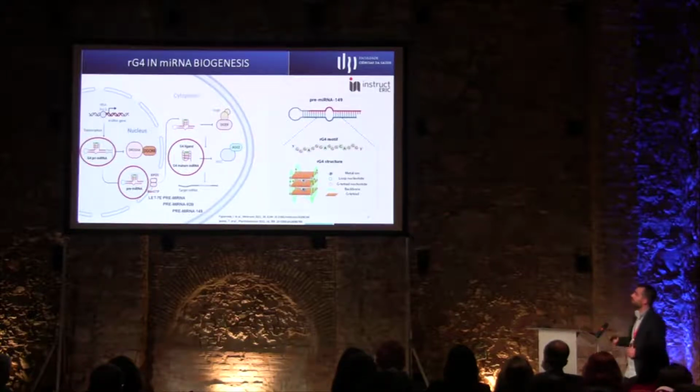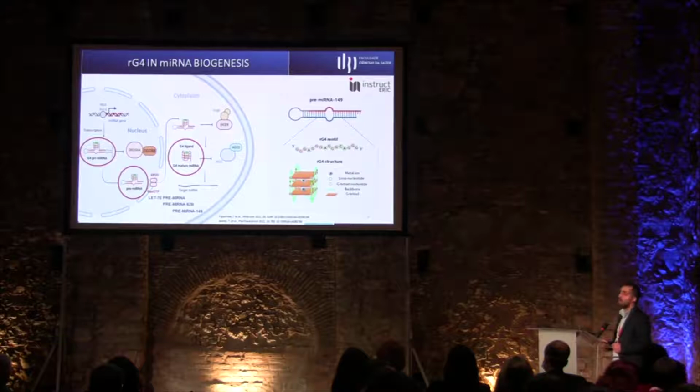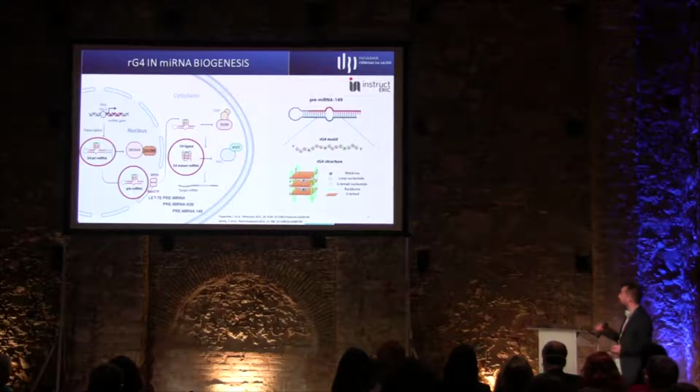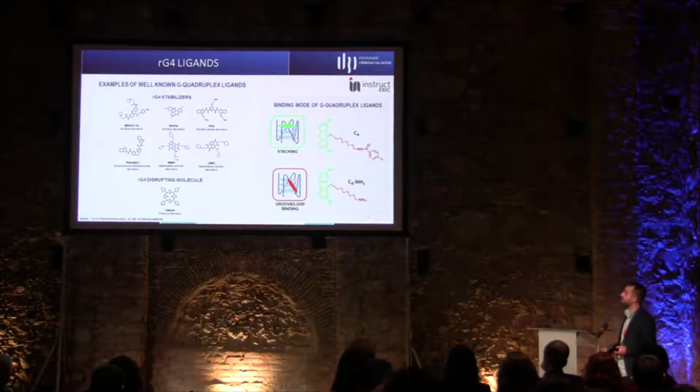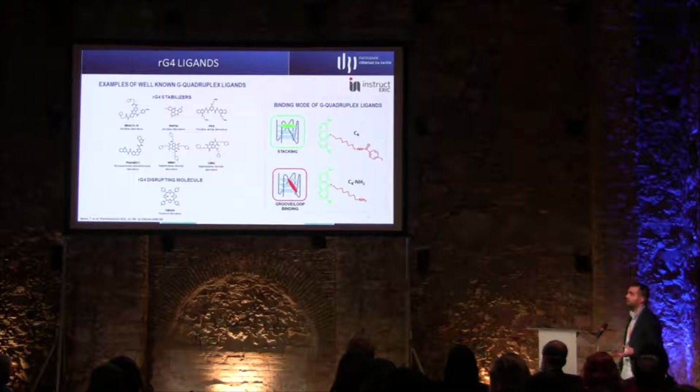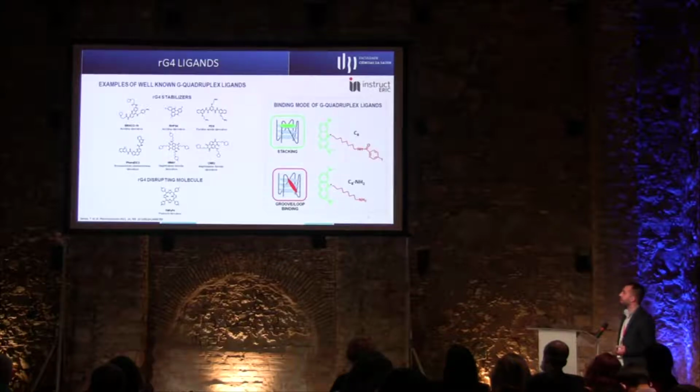The stabilization of the G-quadruplexes in microRNA biogenesis could be achieved with small molecules, with ligands, and in the last years, several small molecules have been designed and developed. For instance, pyridostatin and PhenDC3 are found to be good stabilizers of the G-quadruplex structures, while porphyrin derivative is a molecule that can disrupt G-quadruplexes.